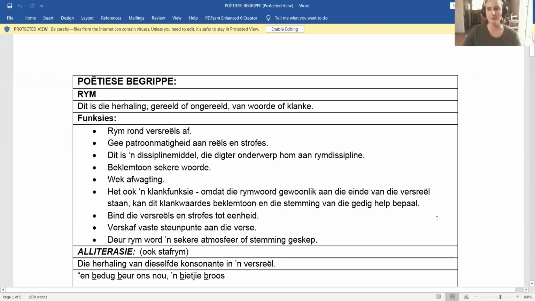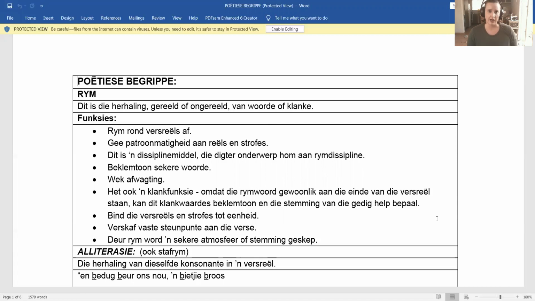So basically, when you talk about poetic devices, we're talking about things like rhyme, alliteration, assonance, all of the normal things that we speak about a lot in class. But I don't think I've ever given you guys a proper explanation of each one. So I'm just going to go through a list. This is going to be a little bit of a longer video, but it might help you understand the poetic devices just a little bit more.